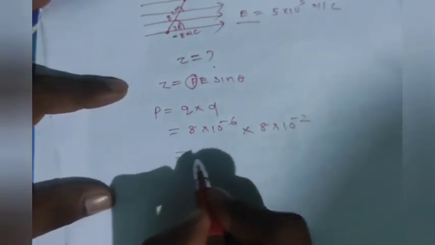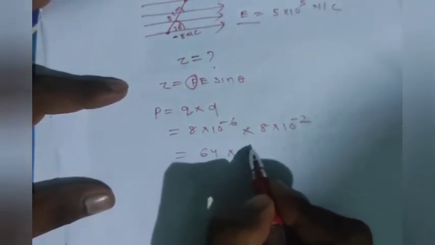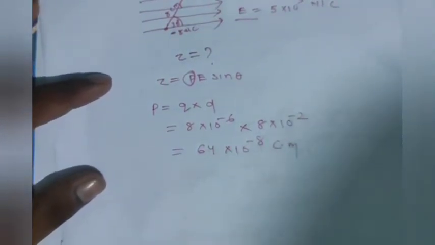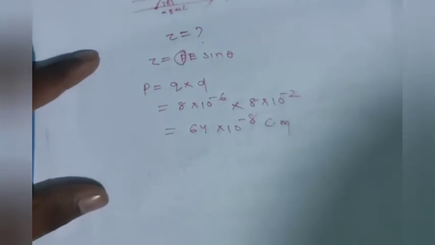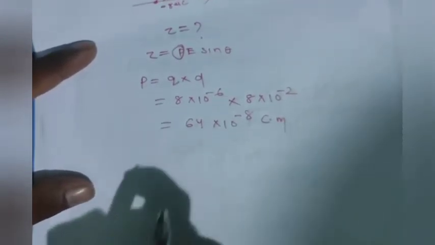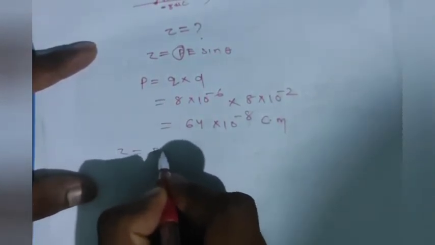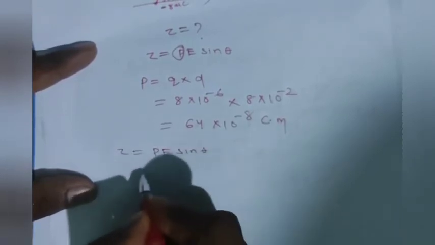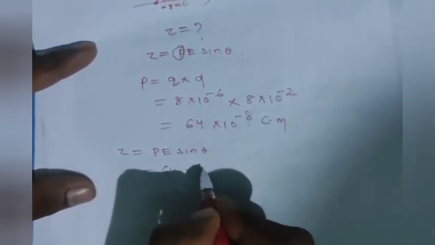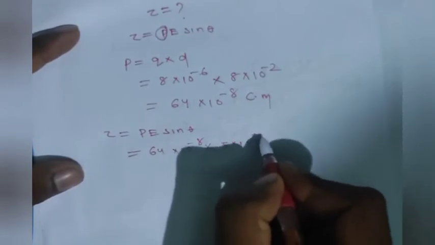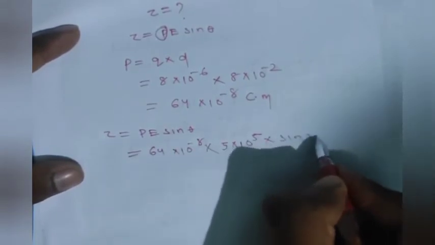If we calculate this, what will be the value? 64 into 10 to the power minus 8 coulomb meter. So we get the P value as 64 into 10 to the power minus 8 coulomb meter. So now we shall calculate torque. Torque equals P E sin theta. So P we got 64 into 10 to the power minus 8, E is given 5 into 10 to the power 5 and theta is given 30 degree.